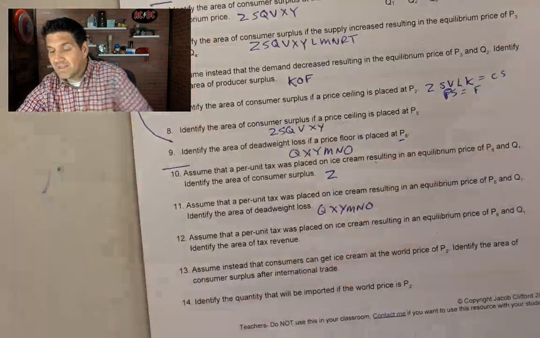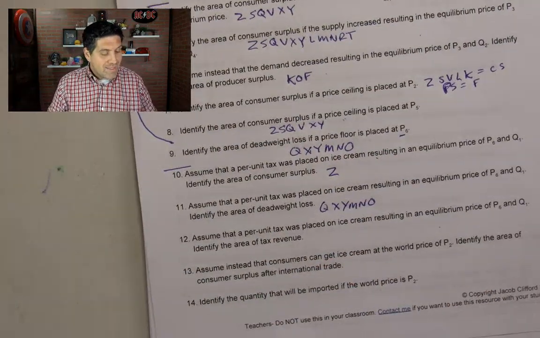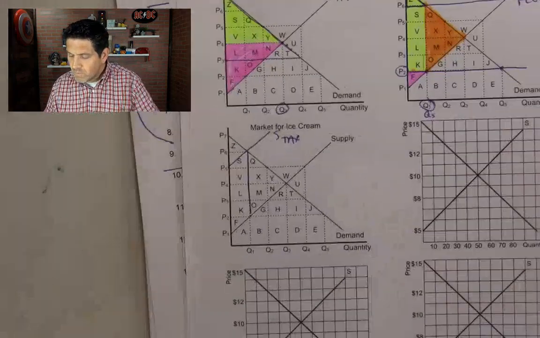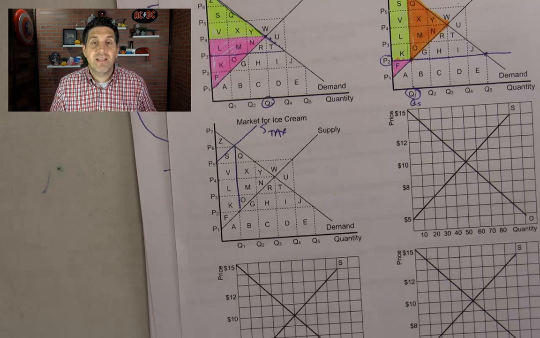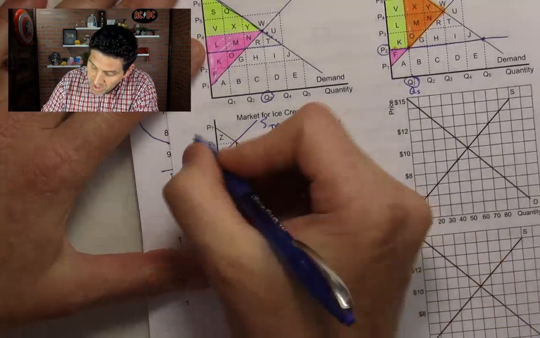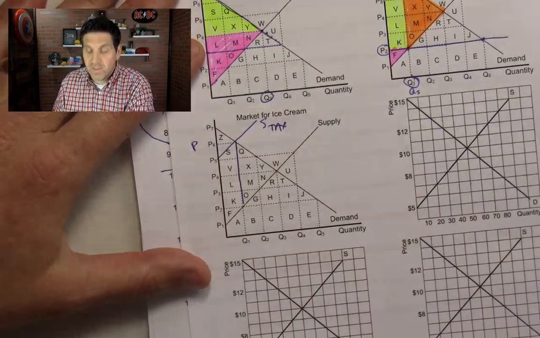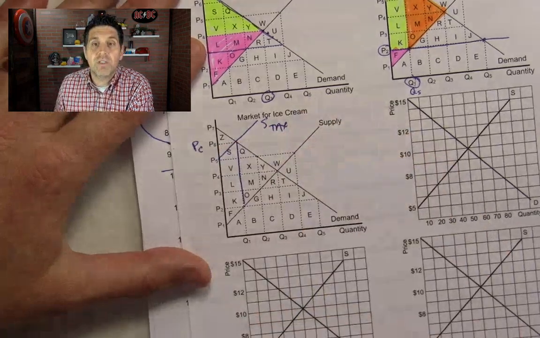Because there's this tax that's being placed. Where is that on here? Now, when I say a box, it's these letters. So these letters represent the tax revenue. Well, notice the new price is here, right? This is the price that consumers pay, right?